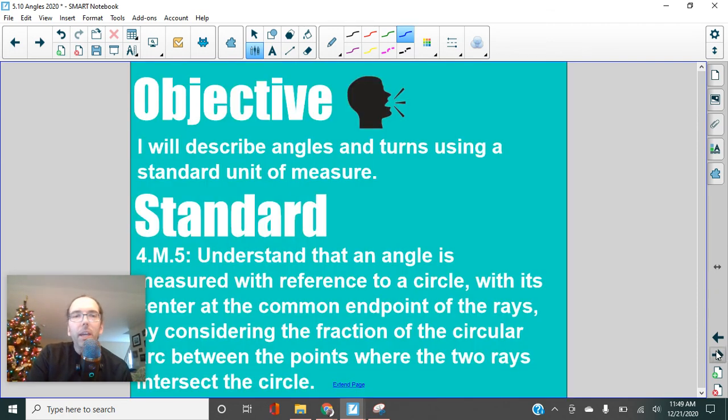Our goal here today, fourth graders, was to describe angles and turns using a standard unit of measure. So really, we're kind of getting into that standard, right? We're going to be talking about degrees and how we use degrees as a way to measure those turns. But you have to understand that an angle is represented by a turn, not by how long the lines are, but by how far they are turned, by how far they are open.